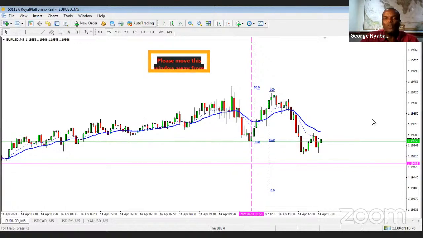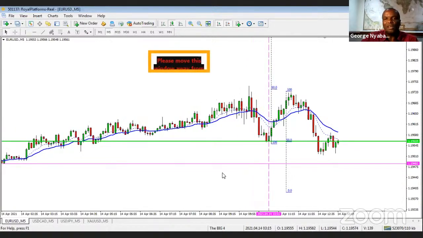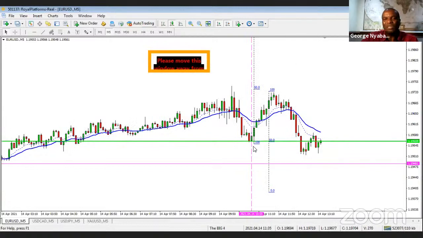So what I'm looking for on the euro now is a higher low. Now, a double bottom, just as a note, doesn't have to be perfect. So you might be saying, George, that's not a double bottom. Well, it technically is. We have another low down here, so we could say higher low double bottom.